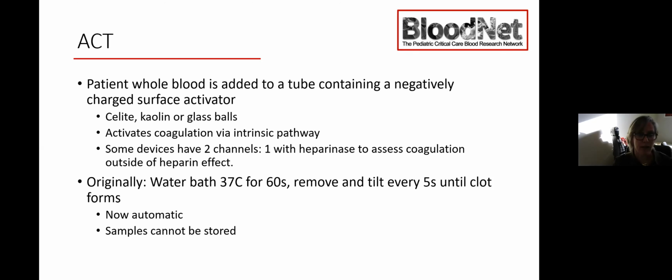This test has been around since the 60s, and originally you fill up your test tube with whole blood, put it in a water bath for 60 seconds, take it out and tilt it every 5 seconds until a clot forms. It's pretty similar now, but it's all automated. And again, it's still a point of care test, and so samples cannot be stored.